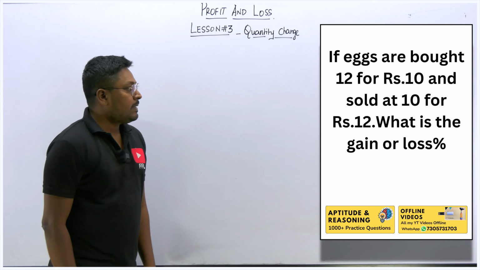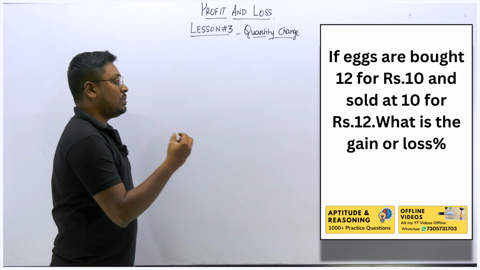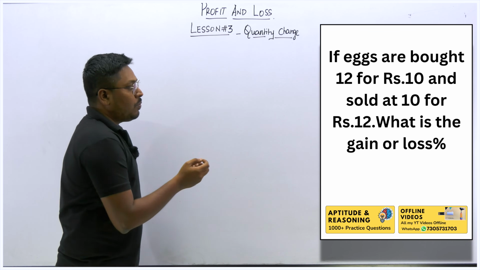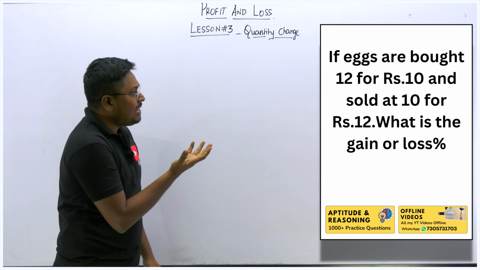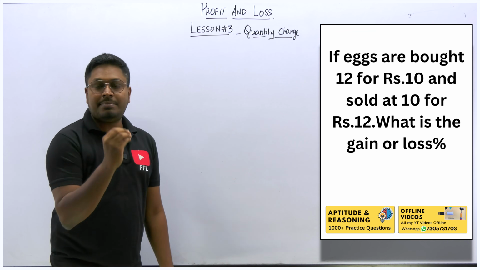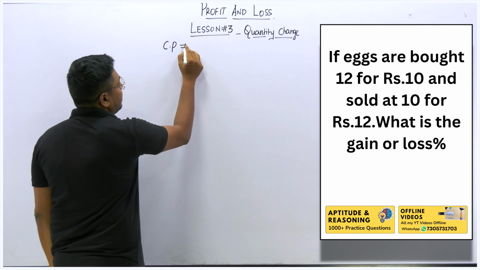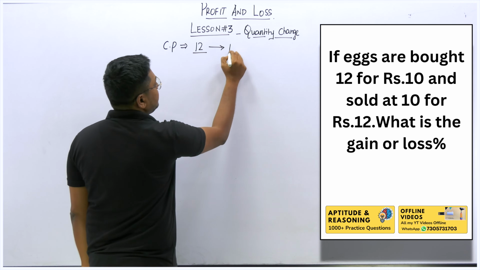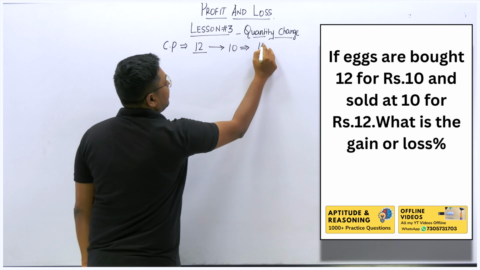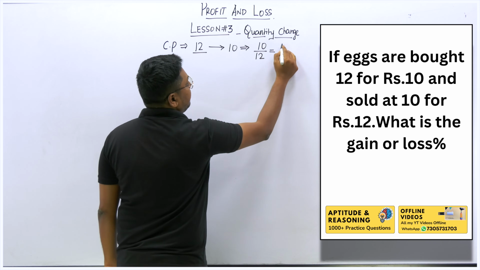Question number 2. If eggs are bought at 12 for rupees 10 and sold at 10 for rupees 12, what is the gain or loss? So just see here, first, what is he buying? He is buying eggs. So how many eggs is he buying? 12 eggs for 10 rupees. So what will be the cost price of one egg, right? 12 eggs for how much rupees? 10 rupees, right? Yes, 10 rupees. So cost price of one egg will be 10 by 12. So I think we can cancel it by 2 table, which will be 5 by 6.